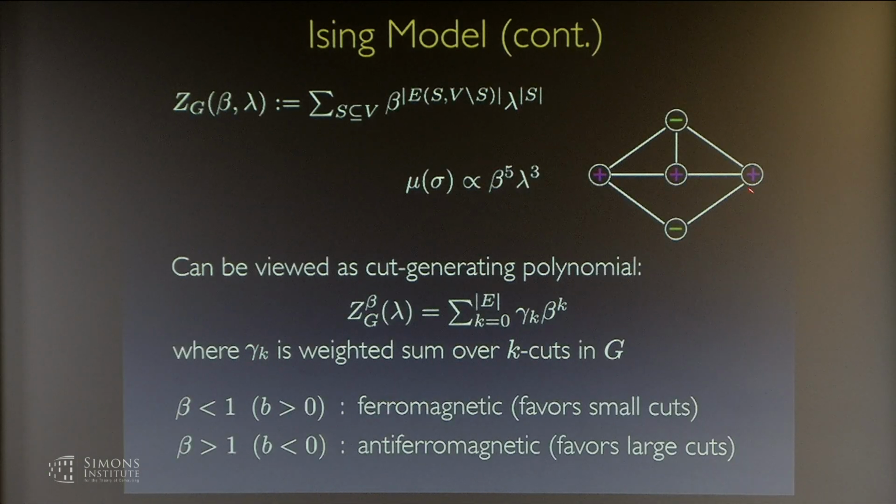So here's a little example. This one has 3 plus vertices, and it has 5 cut edges. So this will show up in the polynomial with a weight of beta to the 5 times lambda cubed.